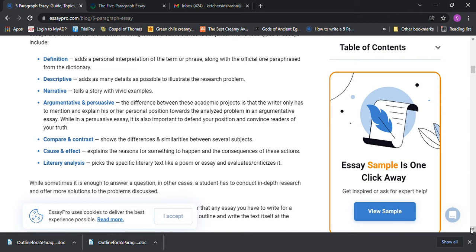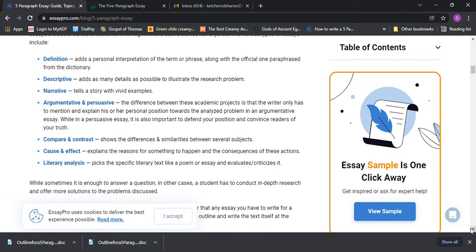Descriptive adds as many details as possible to illustrate the research problem. A narrative essay tells a story with vivid examples. Argumentative and persuasive essays: the difference between these academic projects is that the writer only has to mention and explain his or her personal position towards the analyzed problem in an argumentative essay, while in a persuasive essay, it is also important to defend your position and convince readers of your truth.